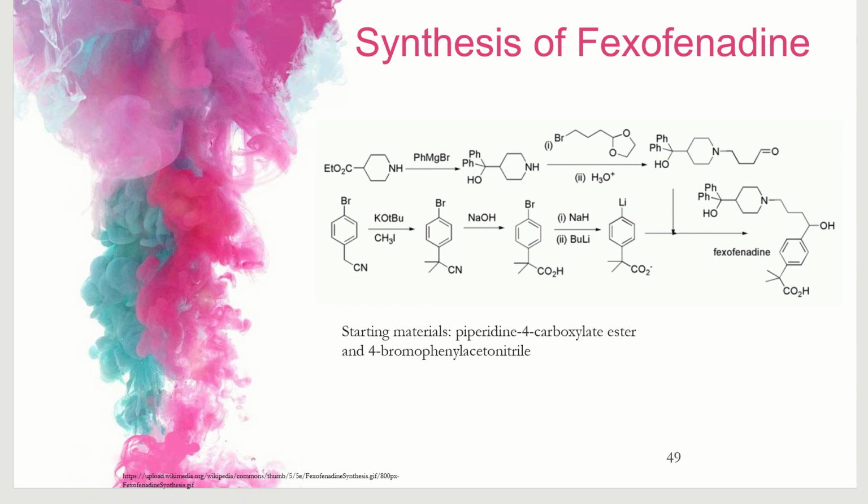All right, so the next thing that we want to tackle is a synthesis of fexofenadine. Don't be intimidated by this slide here, because I'm sure you're familiar with some of these reactions. The starting materials for fexofenadine are piperidine 4-carboxylate ester, which is here, and 4-bromophenyl acetonitrile, which is here.